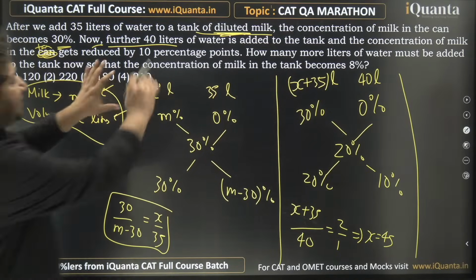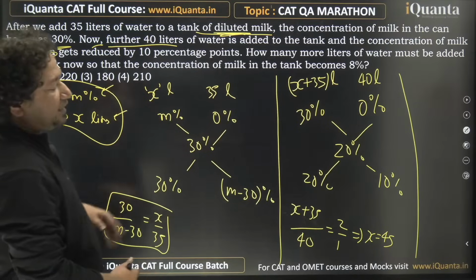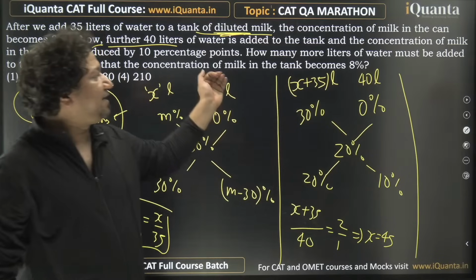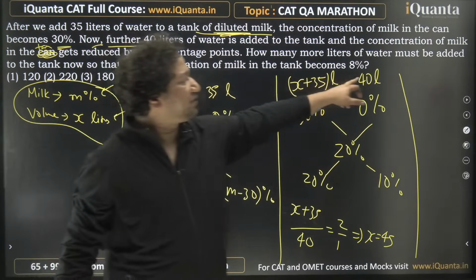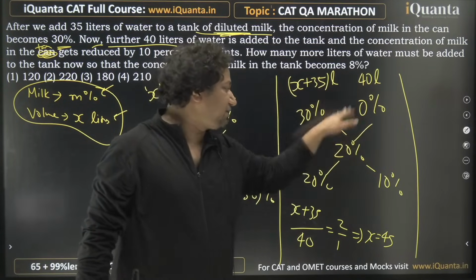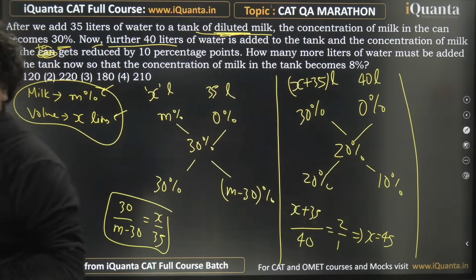Further, मतलब ये घटना होने के बाद, अब ये हो चुका है, so I have x plus 35 of solution with 30% concentration. I added 40 liters of water to it. In 40 liters water, milk is 0%. In water, did that again.